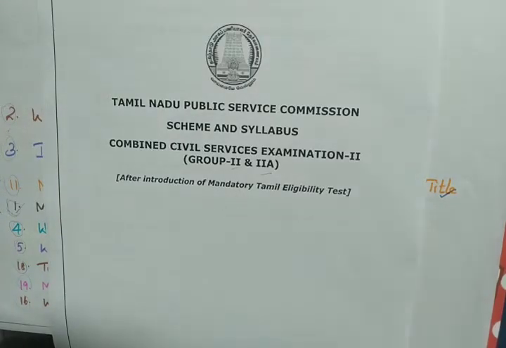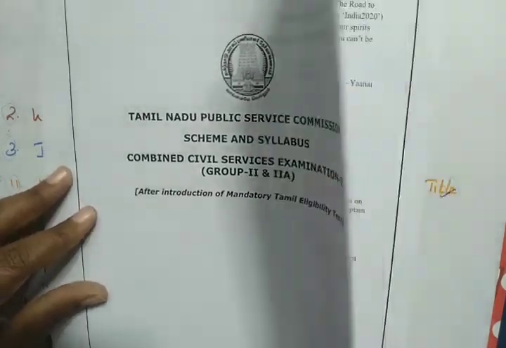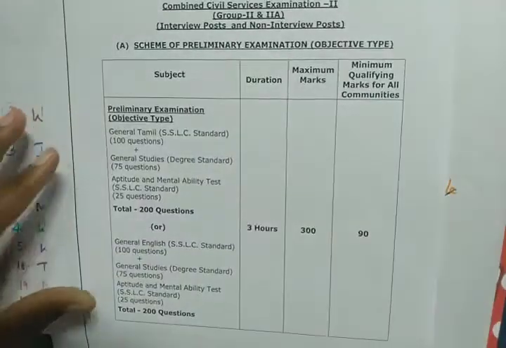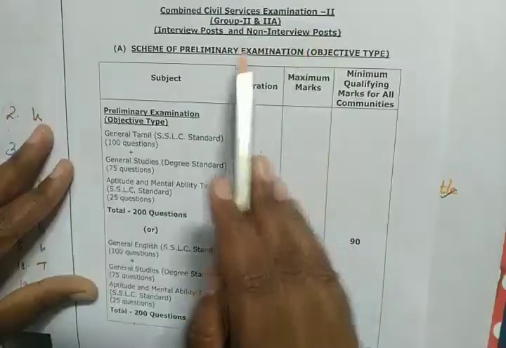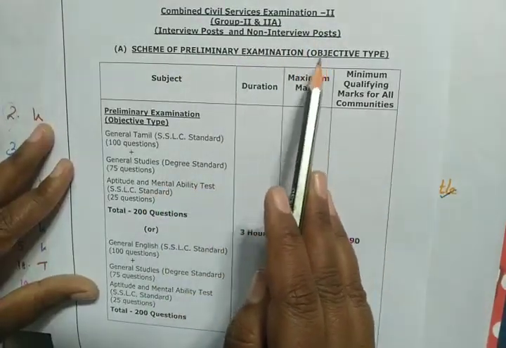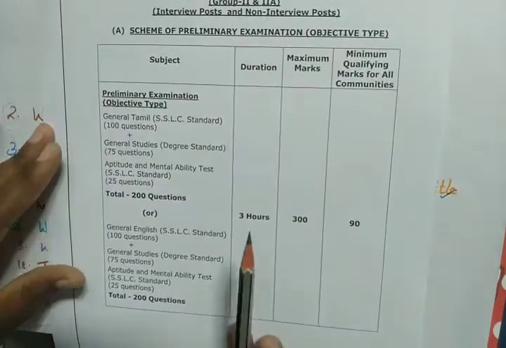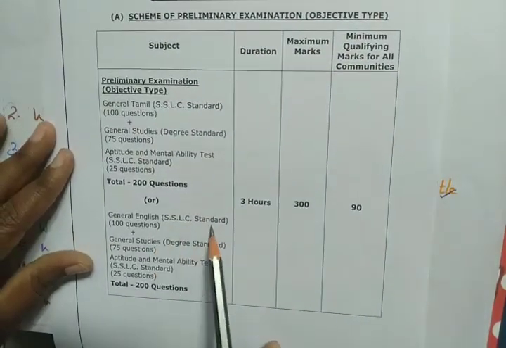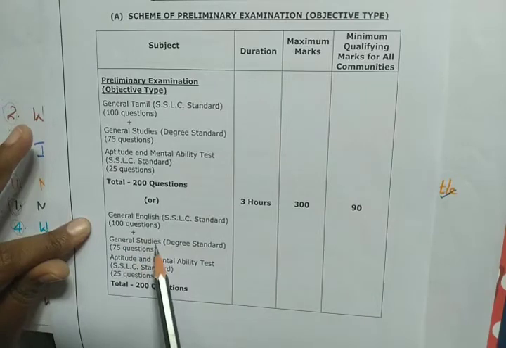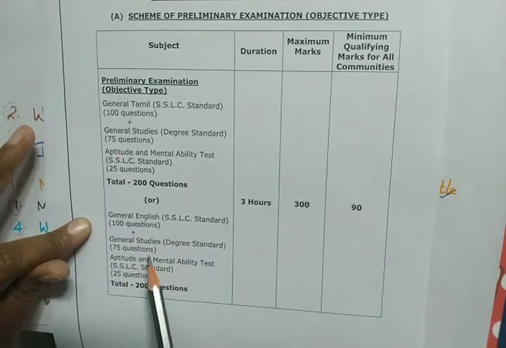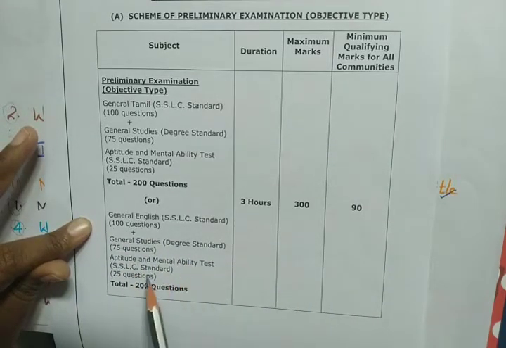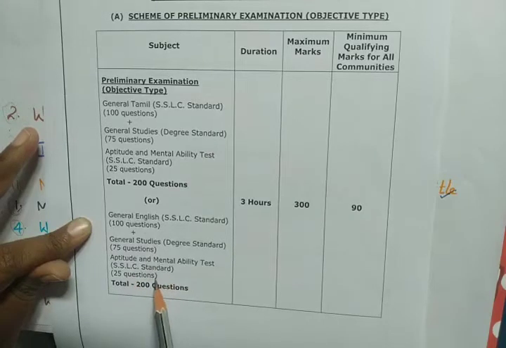This is our new syllabus, and maybe you are all aware of the syllabus previously. This is our Group 2 2A interview post and non-interview post. This is the scheme of the preliminary examination, objective type. Here we have General English, SSLC standard, 100 questions, plus General Studies, degree standard, 75 questions, and here we have aptitude and mental ability test, SSLC standard, 25 questions.